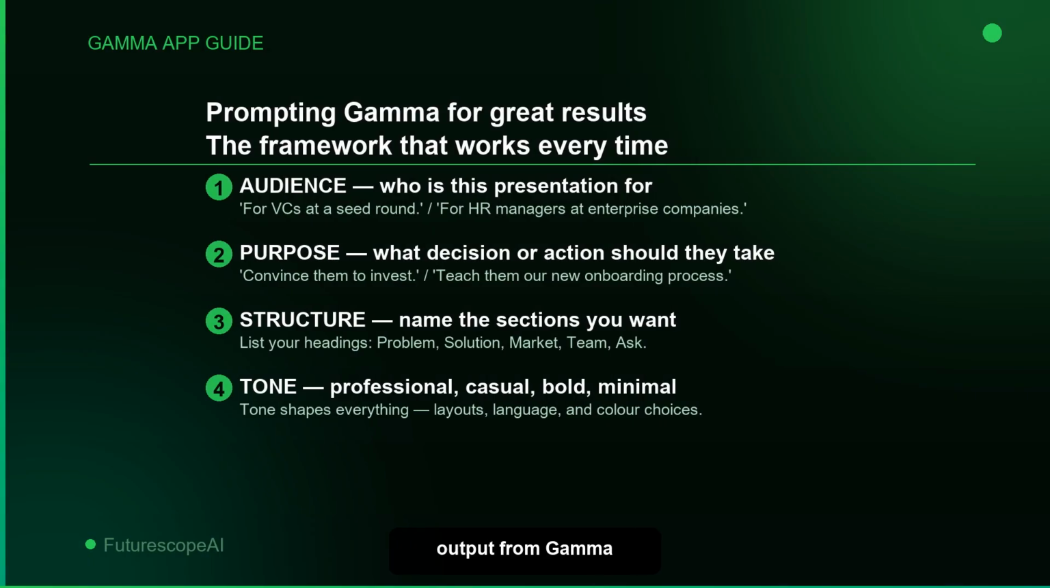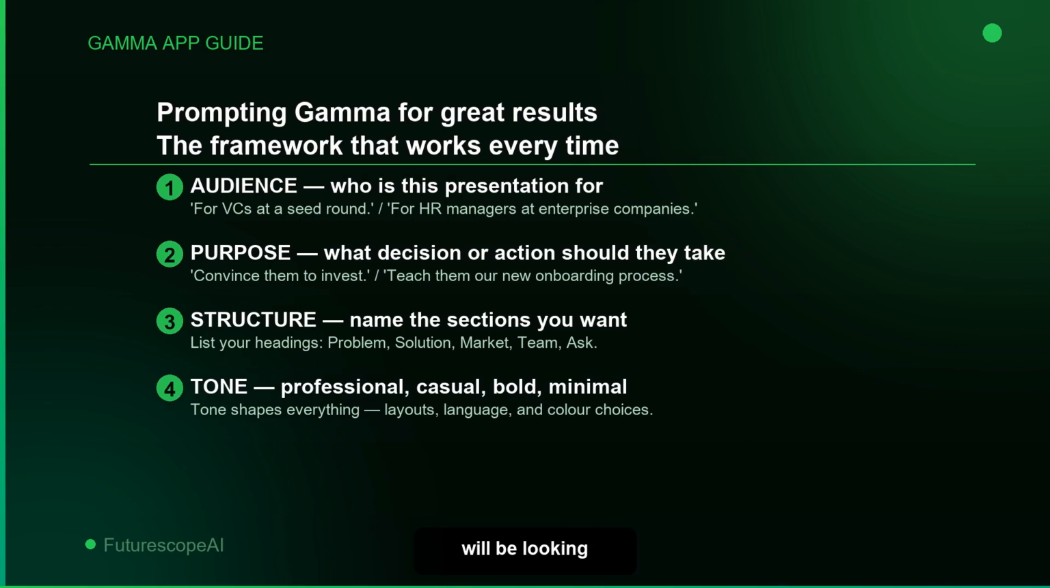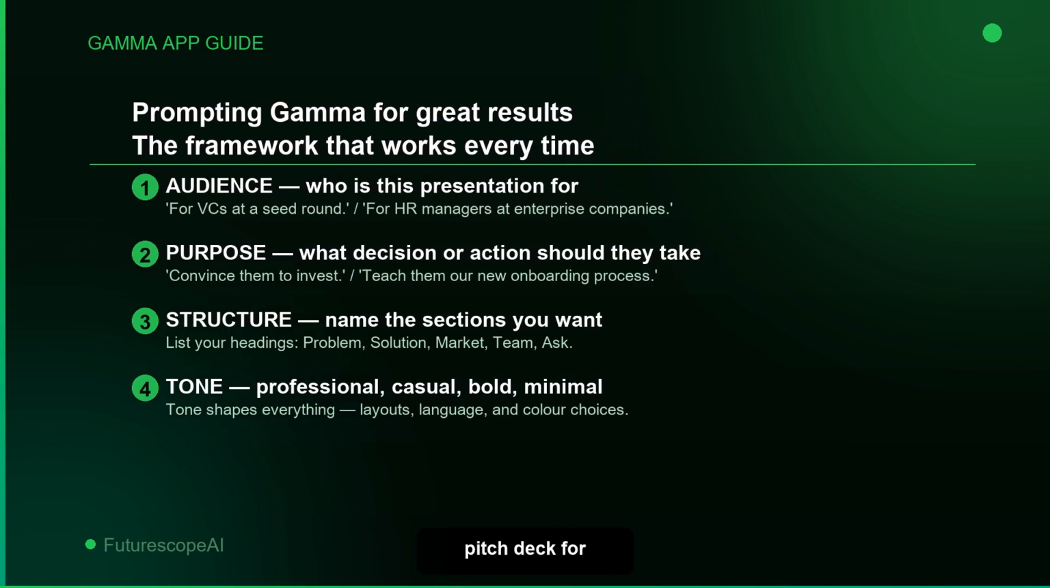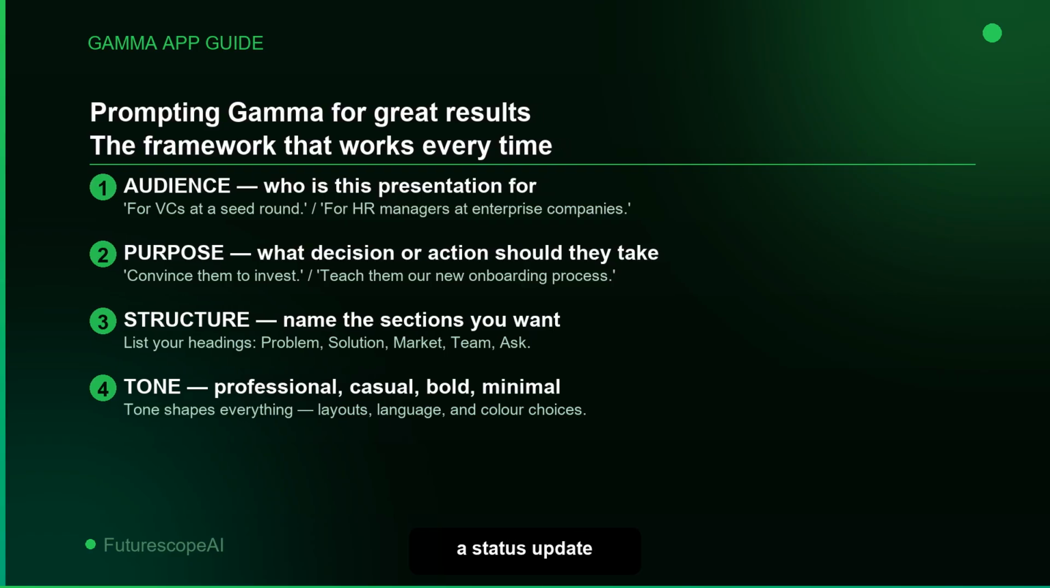Getting the best output from Gamma follows a clear framework. Audience: tell Gamma exactly who will be looking at this. A pitch deck for venture capitalists looks completely different from a status update for your team. Purpose: what do you want the audience to do or decide after seeing it? This shapes how Gamma structures the argument. Structure: list the sections you want. Gamma will follow your outline rather than inventing one. Tone: professional, bold, casual, or minimal, stated explicitly so the language and layout match your context.